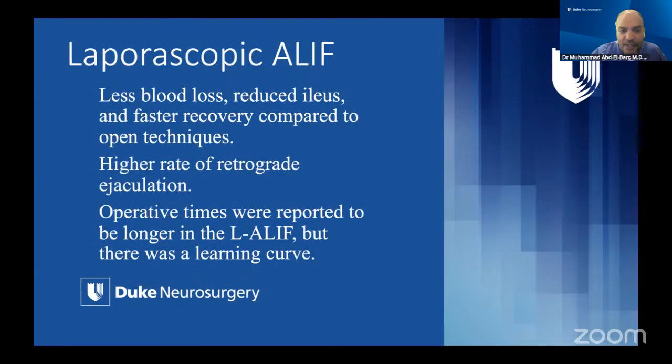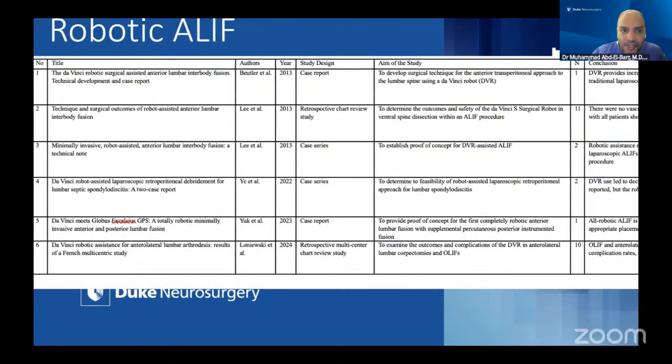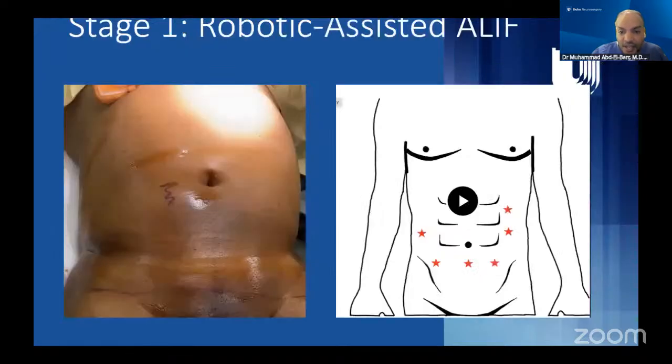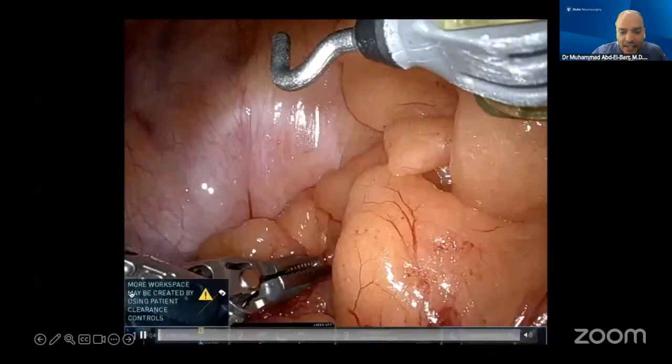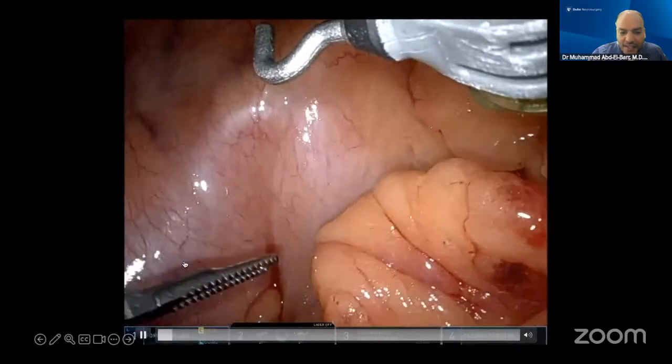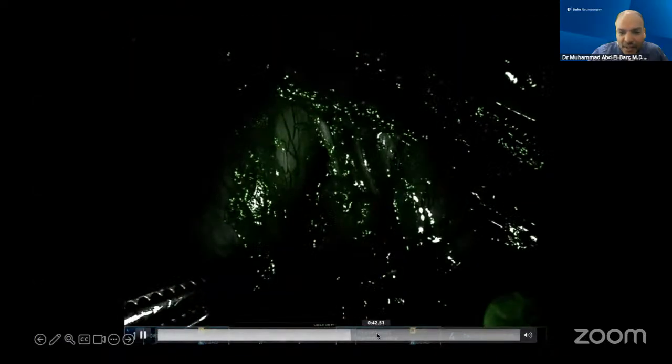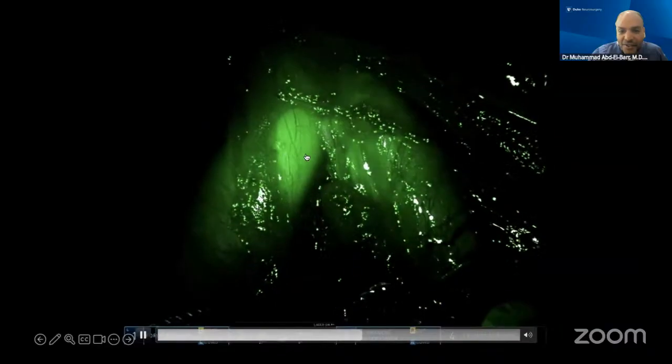We found that with laparoscopic ALIF, operative time was a little bit longer, but there was definitely a learning curve. And how about robotic ALIF? Only a few case reports have been published. And so basically what we're able to do is the surgeon is sitting over here with these end effectors at the patient, and then they're able to get us access to L5-S1, completely laparoscopic for the neurosurgeons.